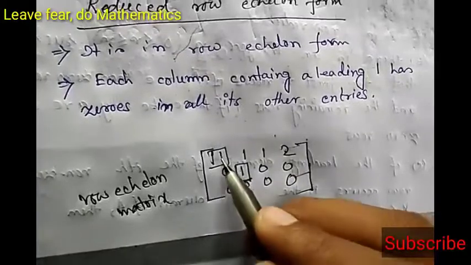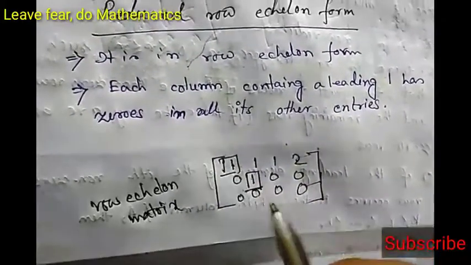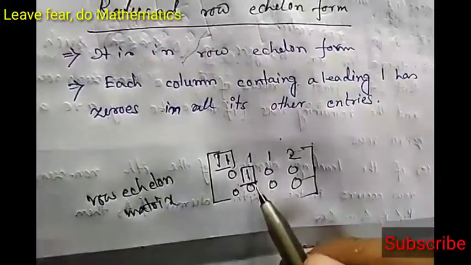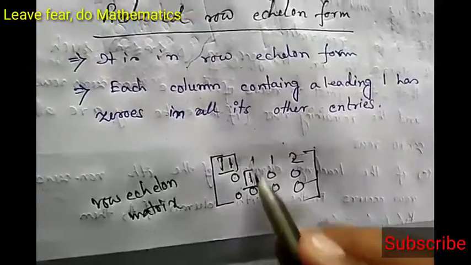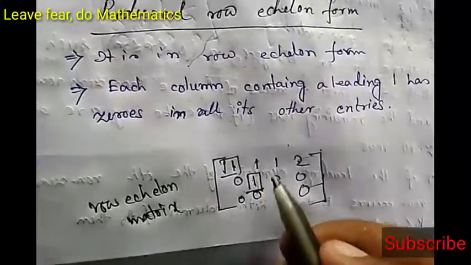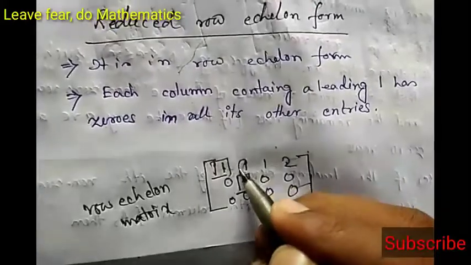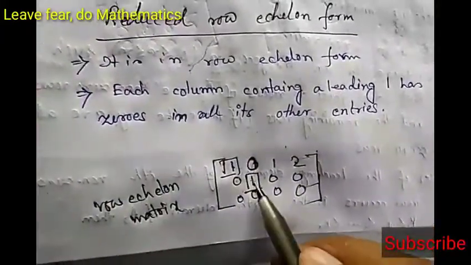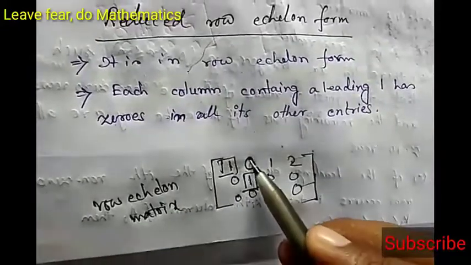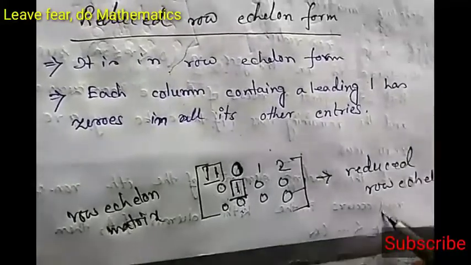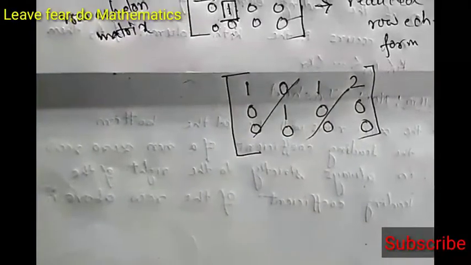Each column containing a leading 1 has zeros in all its other entries. Look, this column contains a leading 1 and contains 0 in all its other entries. And look at this column. This is the leading 1 and it should have contained 0 in all other entries, but this entry is 1. So to make it reduced row echelon form, we have to make this entry 0. Now look, this is a pivot or leading 1, and all other entries in this column are 0. So this matrix now becomes reduced row echelon form.